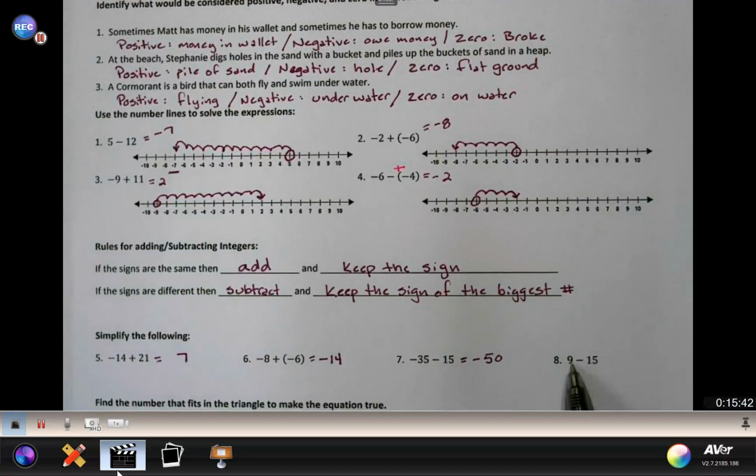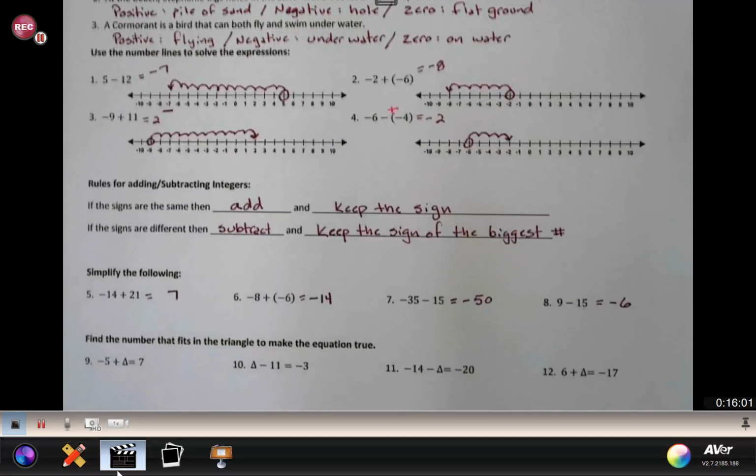Over here, 9 minus 15, those are different signs. So we're going to subtract them. What's the difference between 15 and 9? The difference is 6. And then I'm going to keep the sign of the biggest number. 15 is bigger than 9. 15 has a negative sign, so it's just going to be a negative 6. Last couple problems.